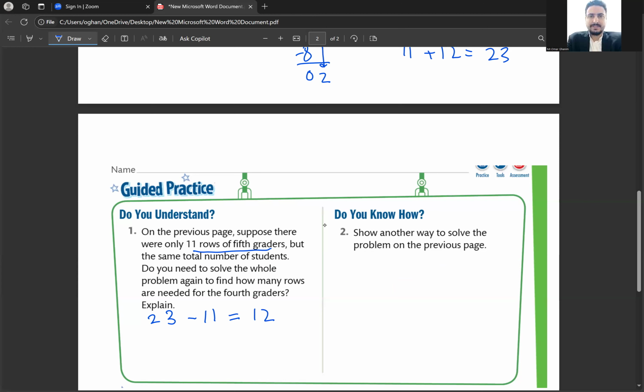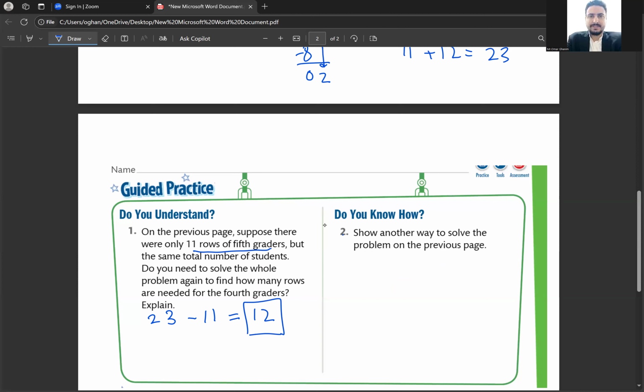I just subtracted the number of rows of the fifth graders in that case. Okay, guys, that will give me the number of rows for the fourth graders in that case. All right.